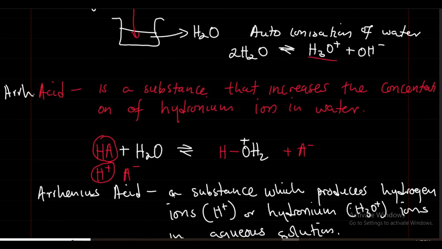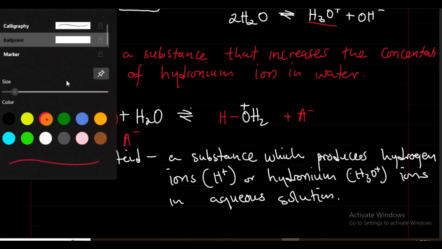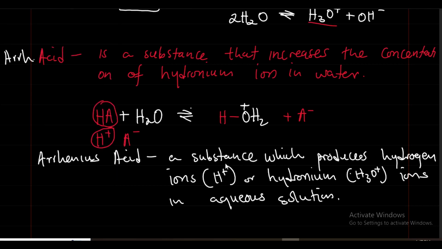As you can see from this definition, a substance which produces hydrogen ions. By producing hydrogen ion, it will increase the concentration of the hydronium ion, guys. So the one that you will write in your examination, it will be this one. You will check your examination guidelines, but both of them are correct.